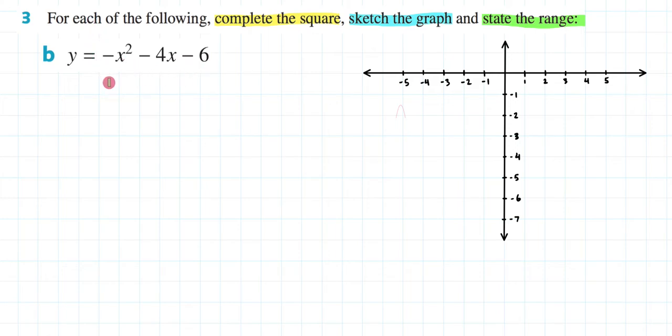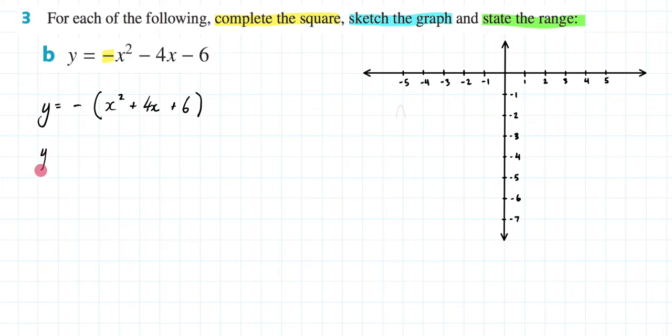The very first rule of completing the square is that I can't have any coefficients in front of my x squared. So right here, this negative is going to have to go. So what I'm going to do is take my pen and write y equals, and I'm going to take this negative out. Put a bracket there, and x squared. So that negative now is on the outside of that bracket, which means this negative 4x is going to become positive 4x, and this negative 6 is going to become positive 6. Now I don't have a coefficient in front of my x squared.